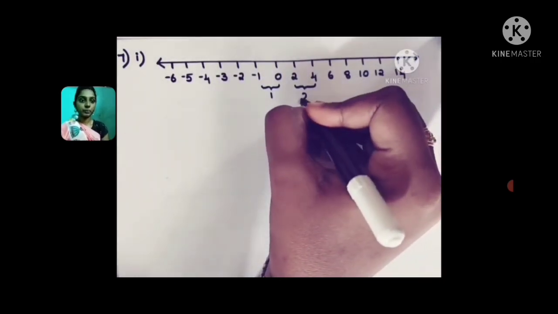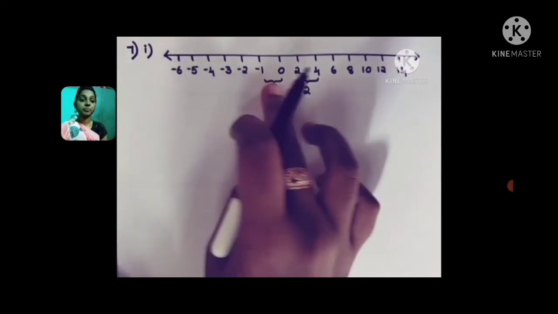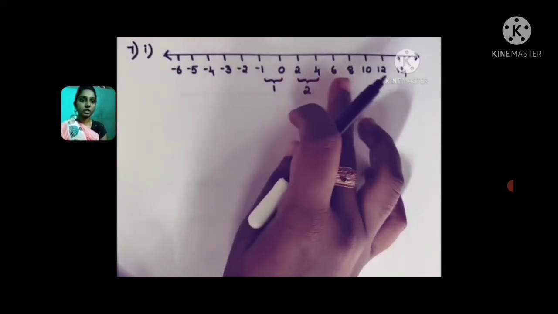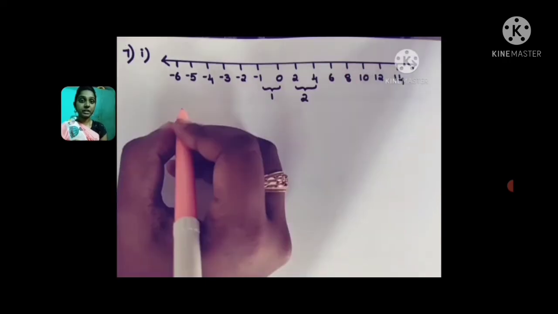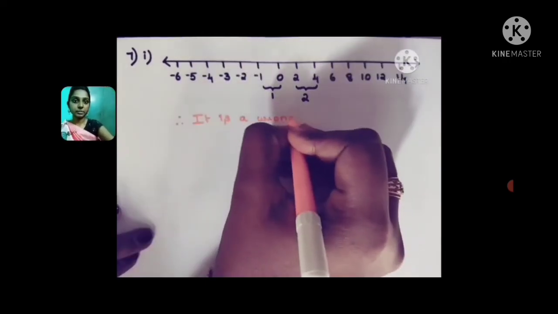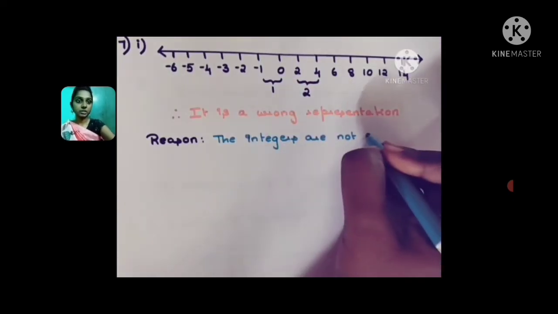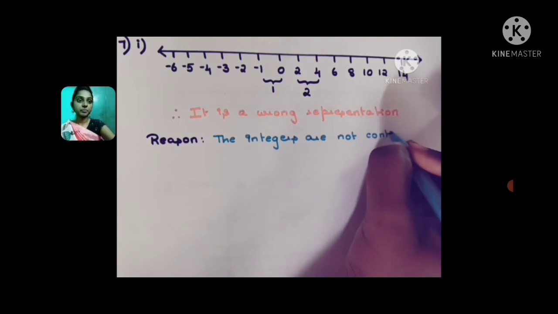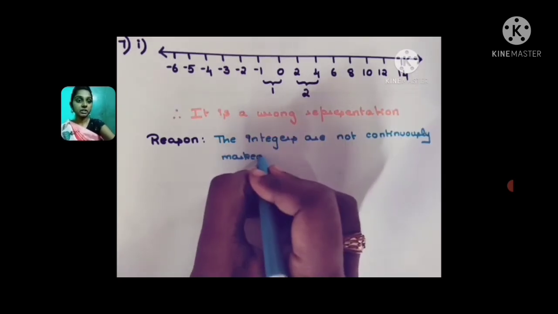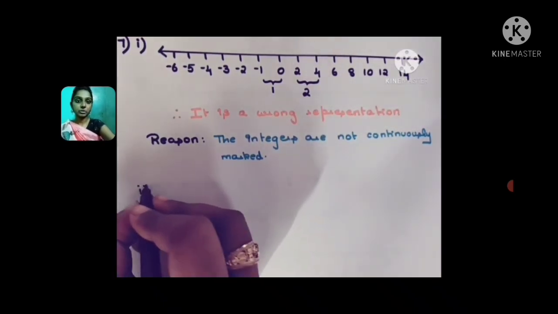That is, towards the left of 0 the integers are placed at a difference of 1 unit, but to the right of 0 the integers are placed at a distance of 2 units. Therefore, it is a wrong representation because the integers are not continuously placed. The difference between each integer on the right and left are different. So it is a wrong representation.